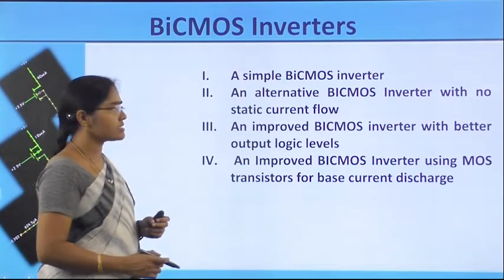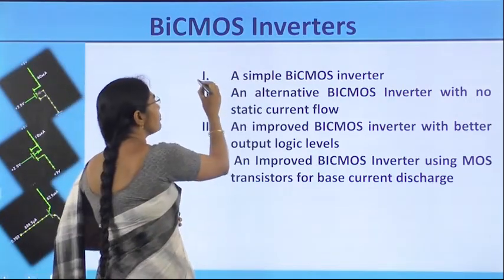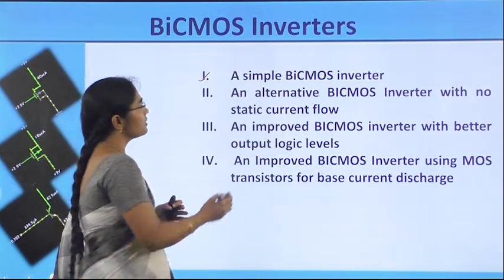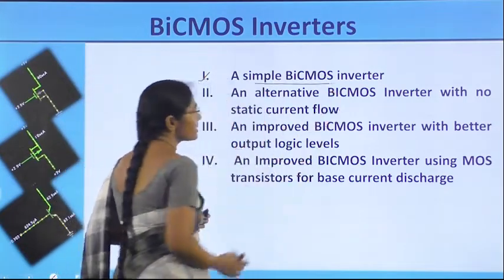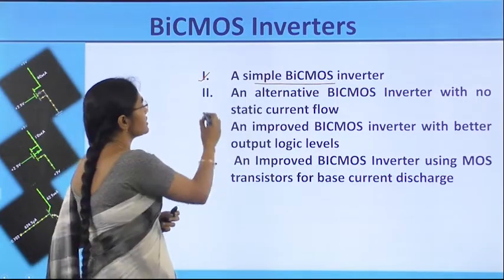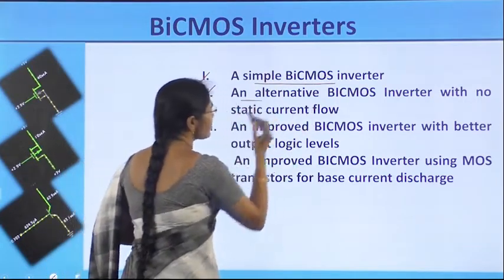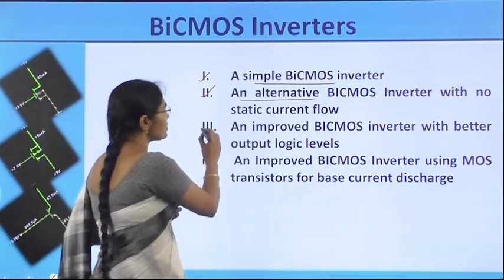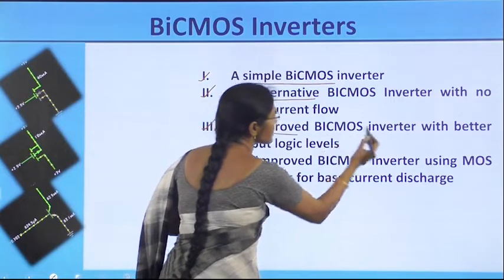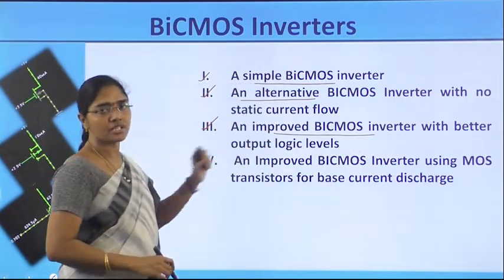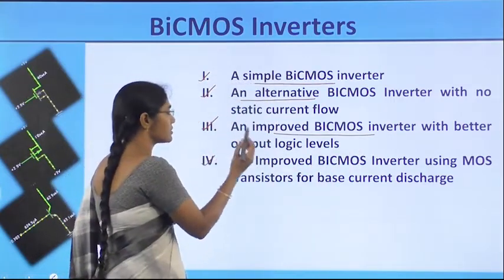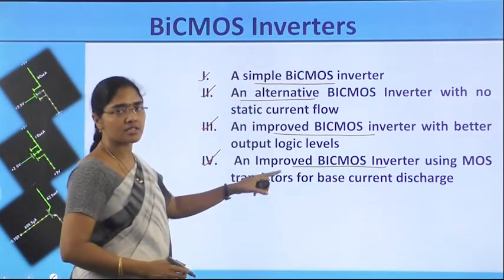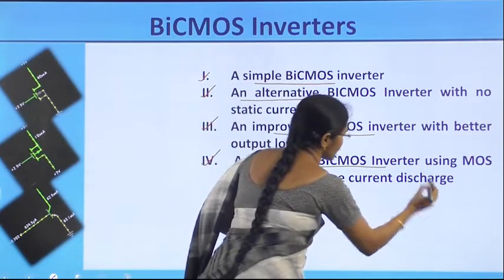Let us see the inverters. There are 4 inverter circuits we are going to see in this lecture. First one is simple BiCMOS inverter, and second one is an alternative BiCMOS inverter with no static current flow, and the next one is an improved BiCMOS inverter with better output logic levels, and the fourth one is an improved BiCMOS inverter using MOS transistors for base current discharge.